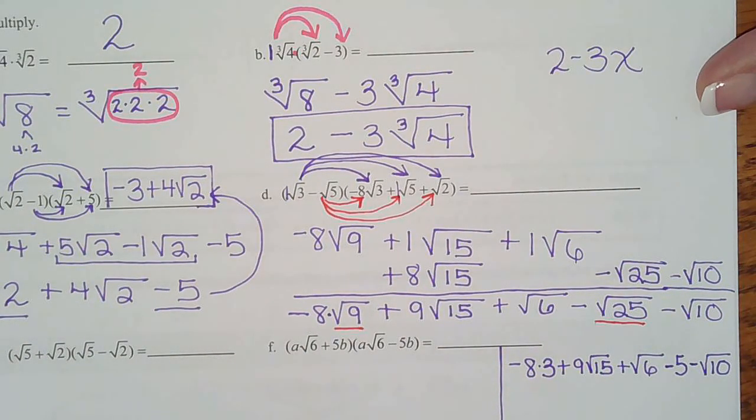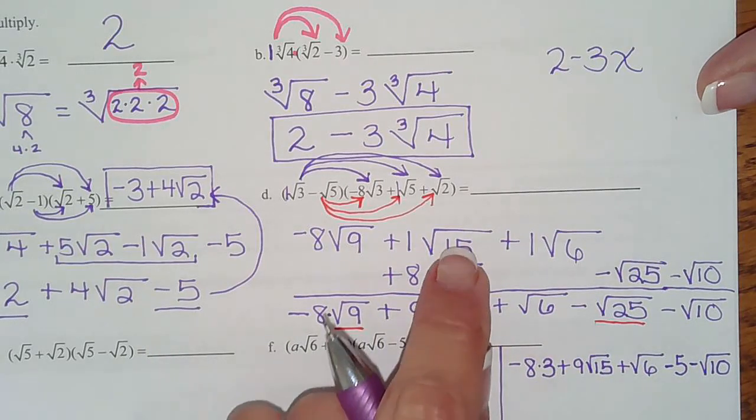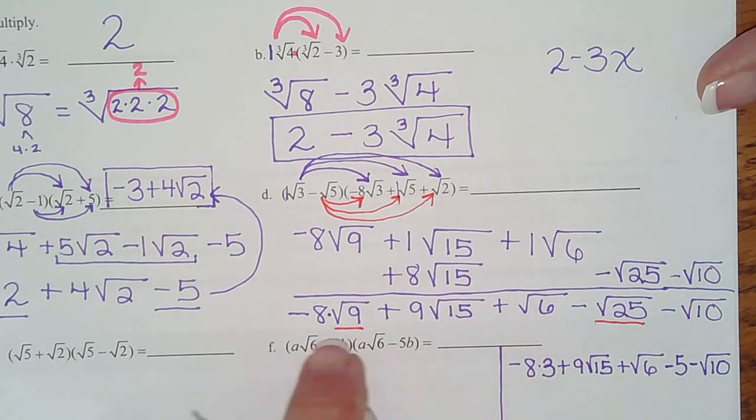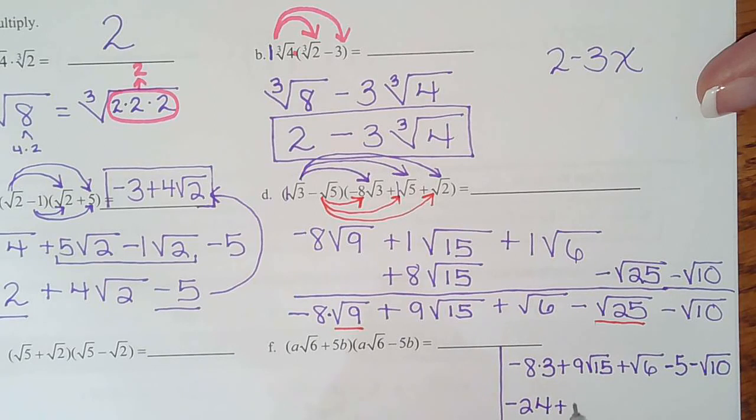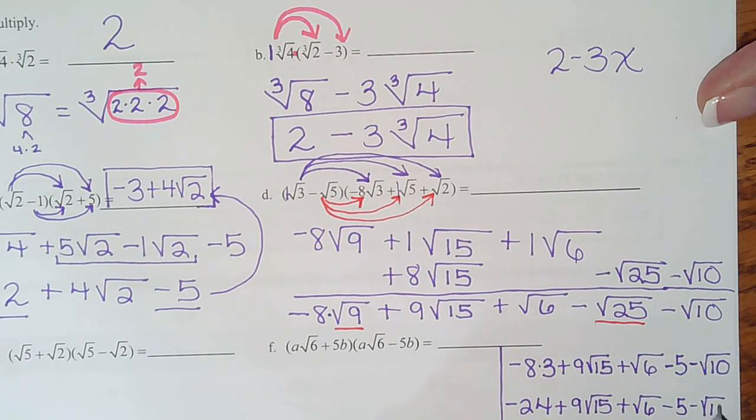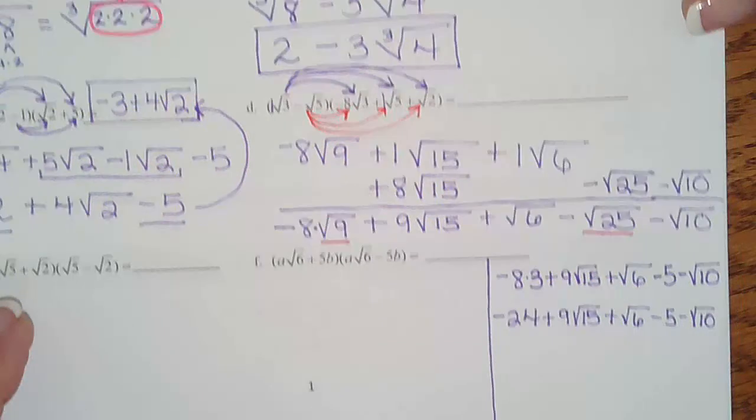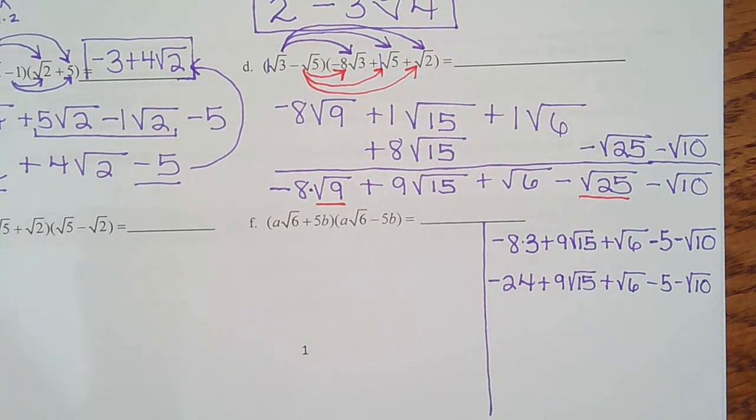So far, so good. So everybody's good with how you determine whether something can be simplified. This has pairs, 2 3s. This has pairs, 2 5s. No pairs, no pairs, no pairs. That's why they didn't change. So this turns into negative 24 plus 9 radical 15 plus rad 6 minus 5 minus rad 10. Almost done. One more.